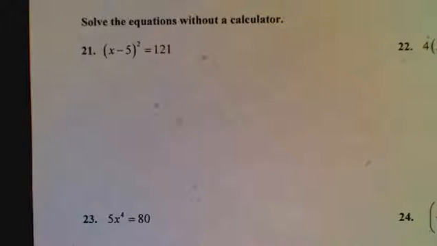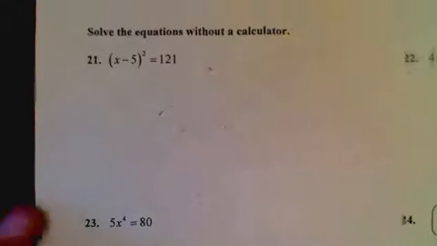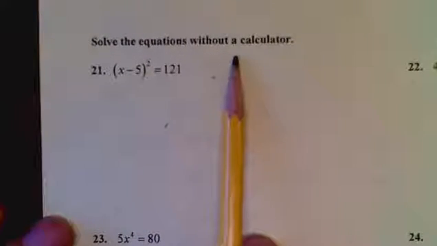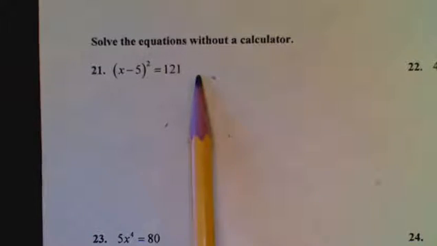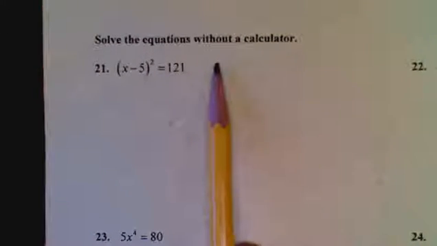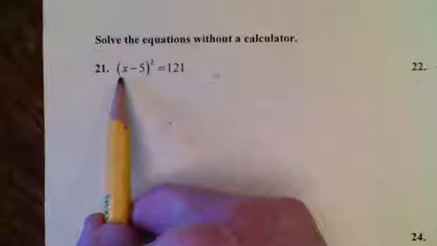The second part of 5.1 is making sure you can solve equations. Now, on the review, we said without a calculator, but on the quiz and the test, you will be allowed to use a calculator on these. You just have to show your work. So here's what you need to make sure you know with equations.